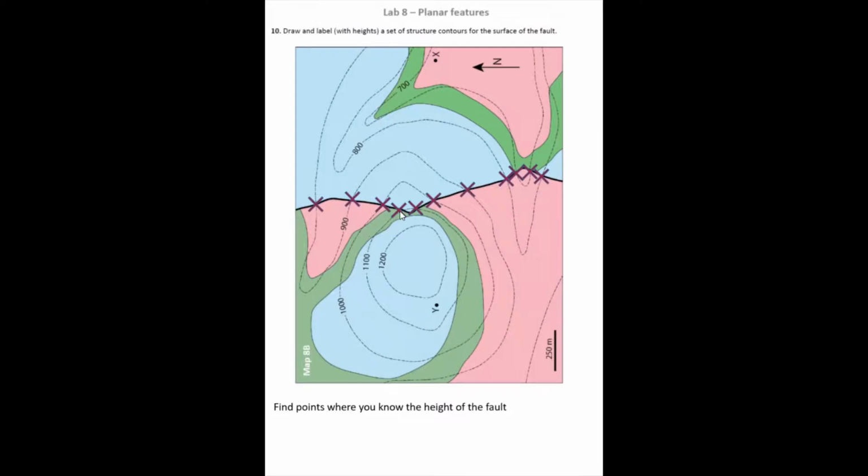So here and here, the fault crosses the 1100 meter ground contour. Here and here it crosses the 1000, and then here, and that's it, crosses the 900. Here it crosses the 800 and the 800, and there it crosses the 700. So I mark those on and join them with my structural contours.